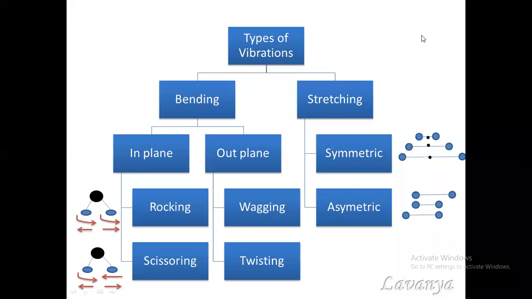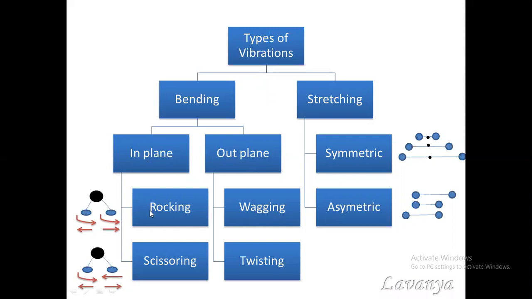Another type of vibration is bending. In bending, the bond angle is going to change, and that bending can be in plane or out of plane. The movement of atoms can be within the same plane, or it can be in a different plane. It can be towards you and away from you. Such type of movement comes under out of plane.